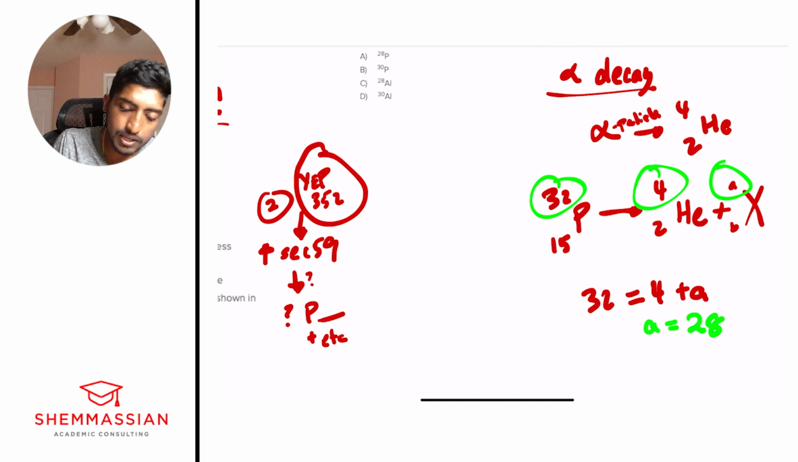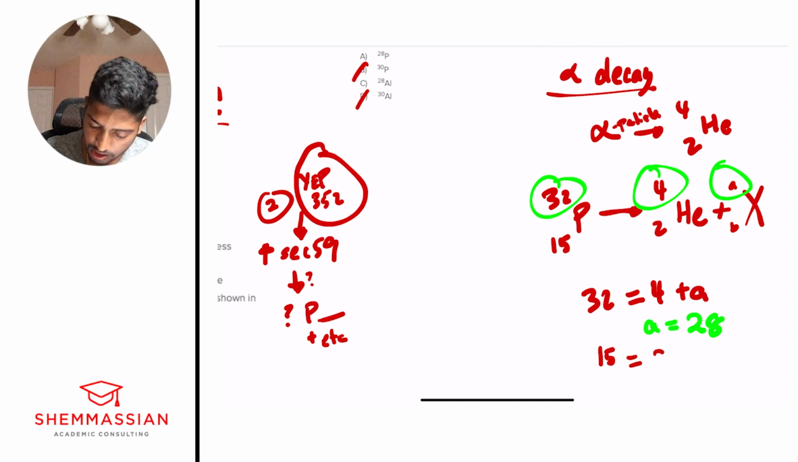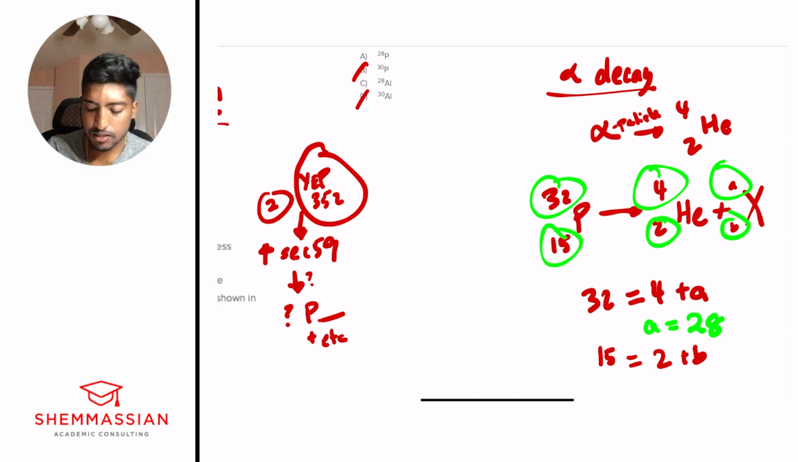Okay, so right away we can eliminate B and D because we know the top has to be 28. And we're going to do the same exact thing on the bottom, right? We're going to say, okay, 15 equals 2 plus B. Left equals right on 15, 2, and B, okay? And so what is B equal to then? B is equal to 13.